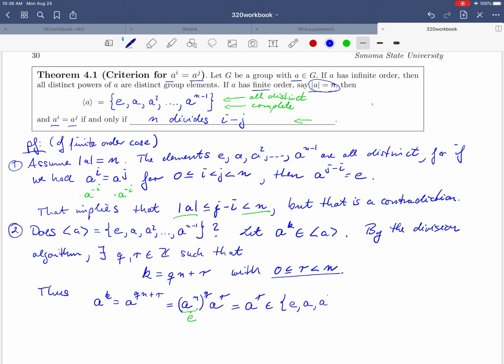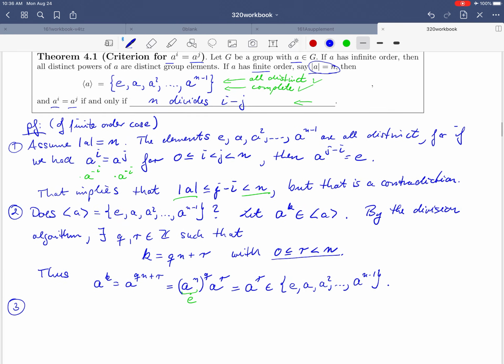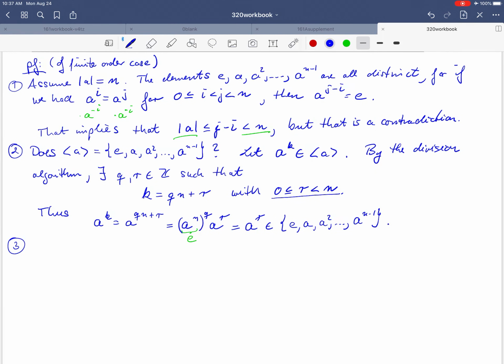It's e, or it's a, or it's a squared, or it's a to the n minus 1, because we are just dealing with a power that's a remainder after division by n. So we showed the second part of our statement that we needed to show. So that's great. So we have that they're all distinct, and we have that we capture everything. So the last thing we need to show is the if and only if statement. Okay, let's deal with the if and only if statement.